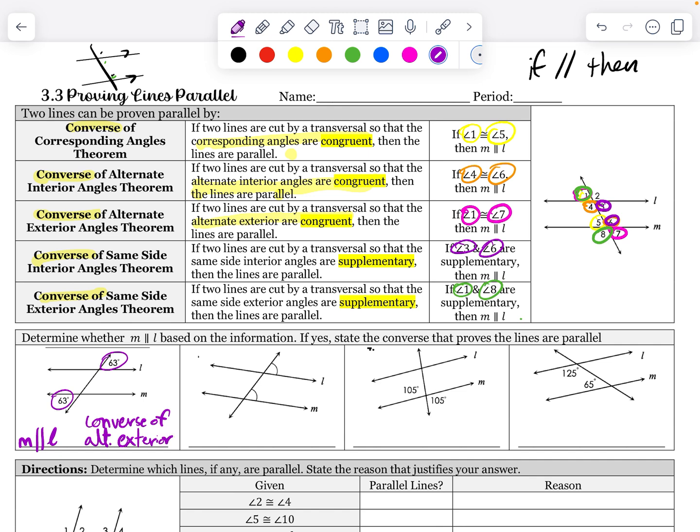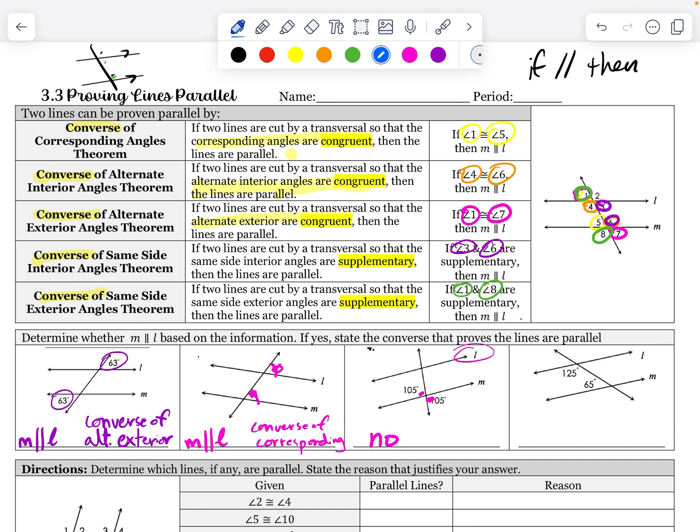All right, now I have these two that are going to be corresponding, and there's one tick mark, which means they are congruent. So yes, M is parallel to L, converse of corresponding. All right, these are vertical angles. Vertical angles are always going to be congruent, and it doesn't have anything to do with L up in here. So no, we cannot determine that these are parallel. Maybe they are, but we cannot prove it given what we've been given here.